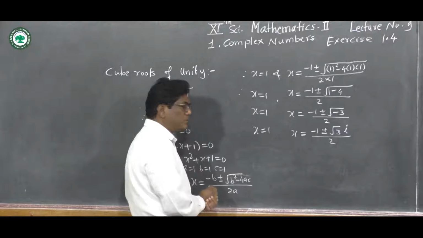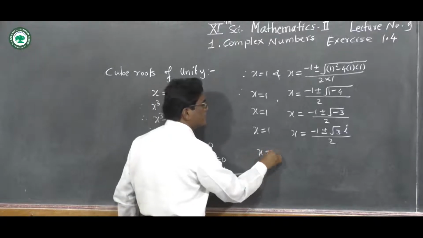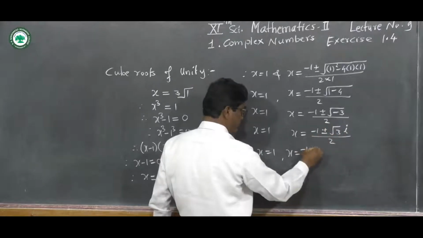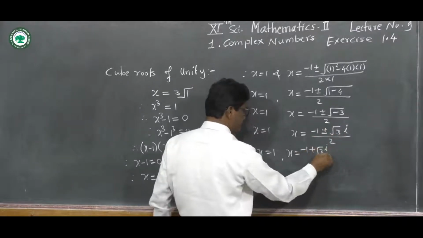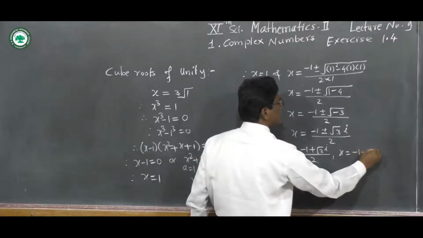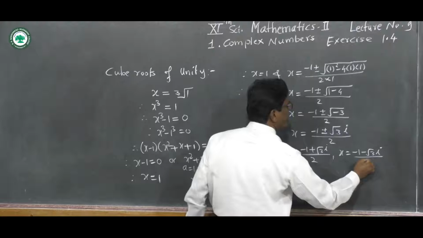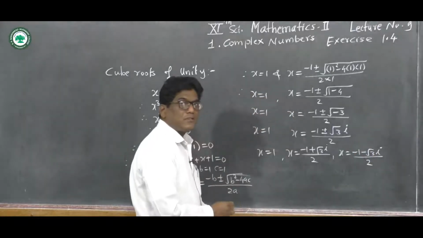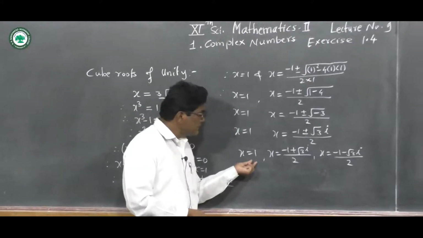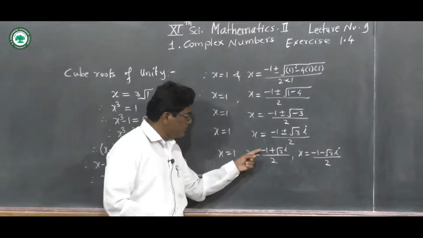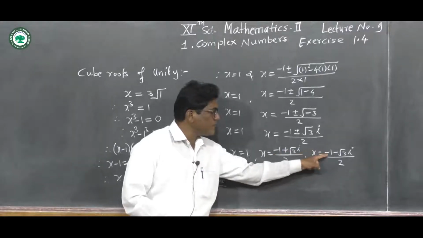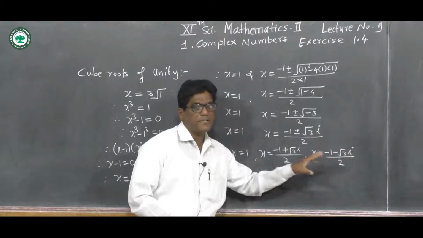Therefore, we get the values of x as x is equal to 1, x is equal to minus 1 plus root 3i divided by 2, and x is equal to minus 1 minus root 3i divided by 2. These are the cube roots of unity. Cube roots of unity are x is equal to 1, x is equal to minus 1 plus root 3i divided by 2, and x is equal to minus 1 minus root 3i divided by 2.